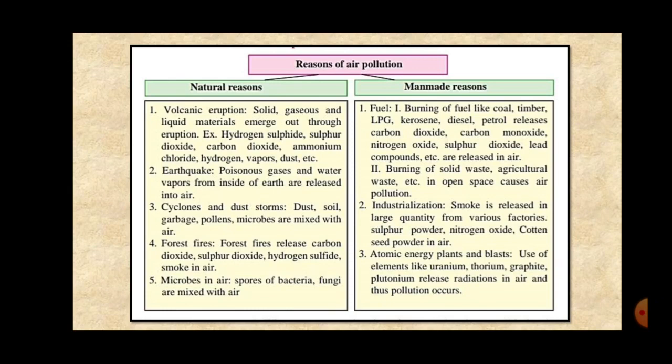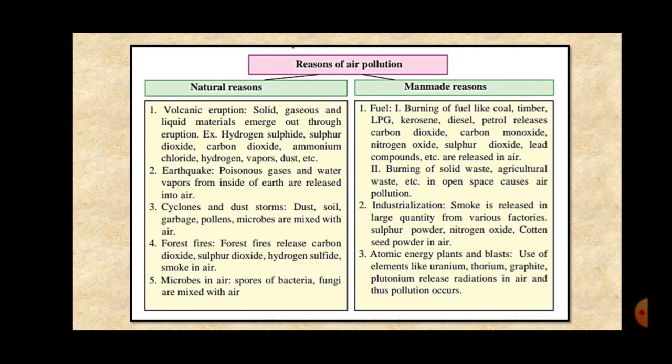Now, natural reasons. First one is volcanic eruption, right? In disaster management also we had studied that it is a natural disaster: volcanic eruption, then earthquake, cyclones, dust storms, forest fires, and the spores of the bacteria, fungi, or microbes in the air. These are all the natural reasons which lead to air pollution.